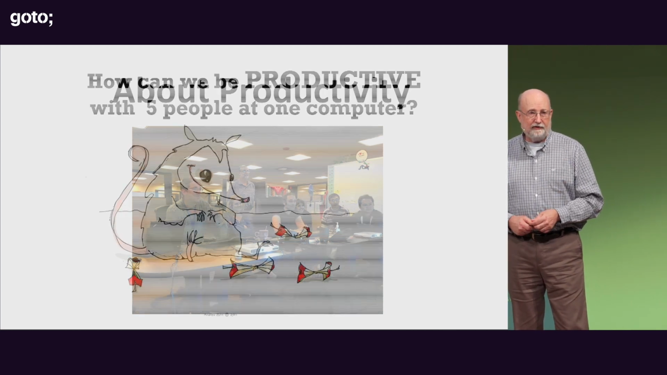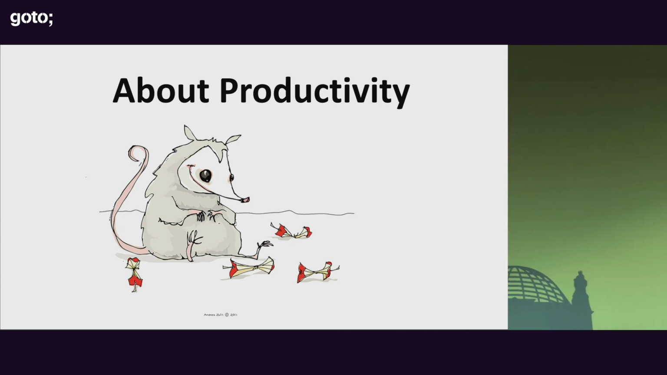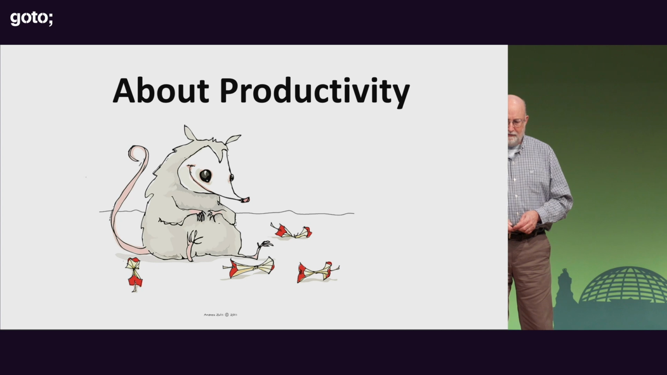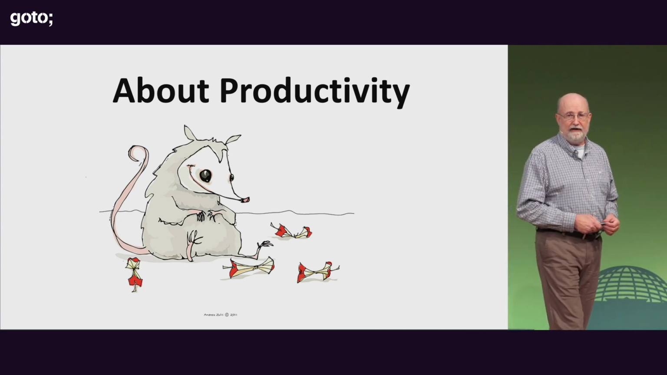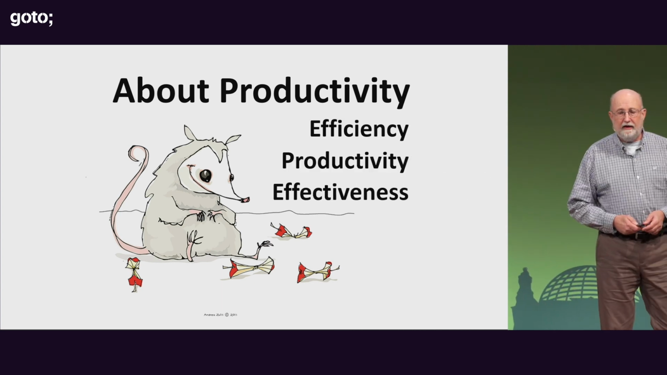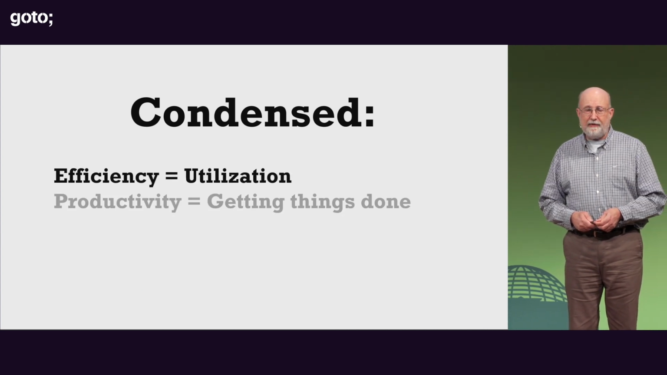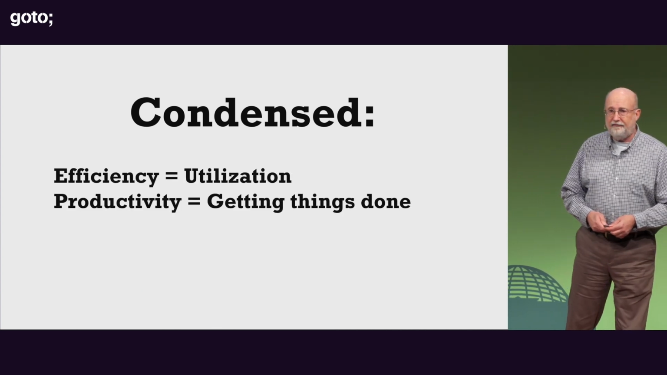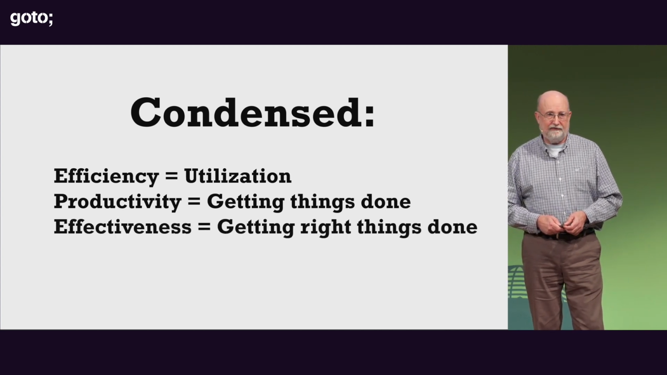So I want to talk about productivity. Productivity, I just didn't like that word in there. When we say how can we be productive, I don't really care about productivity. So I'm going to talk about these three things real quickly. First of all, efficiency is about utilization. Productivity is about getting stuff done, and effectiveness is about getting the right things done, or meaningful things done.